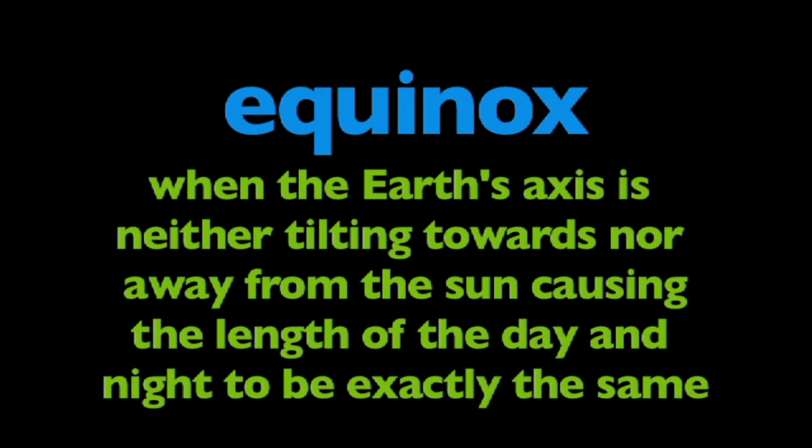In this program, we're going to learn about the equinox. What is the equinox? The equinox occurs when the Earth's axis is neither tilting towards nor away from the sun, causing the length of the day and night to be exactly the same.